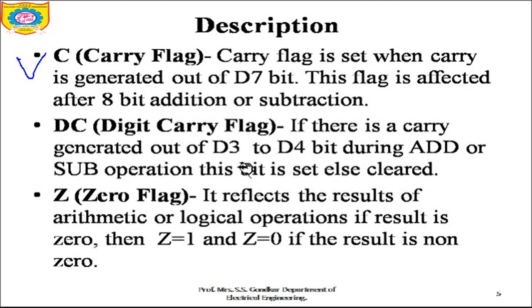The next flag is the zero flag. It reflects the result of arithmetic or logical operations. So whenever you do arithmetic or logical operations, the Z flag is going to reflect the result. If the result of the arithmetic or logical operation is 0, then the Z bit of the status register will be set to 1, and Z equals 0 if the result is non-zero.